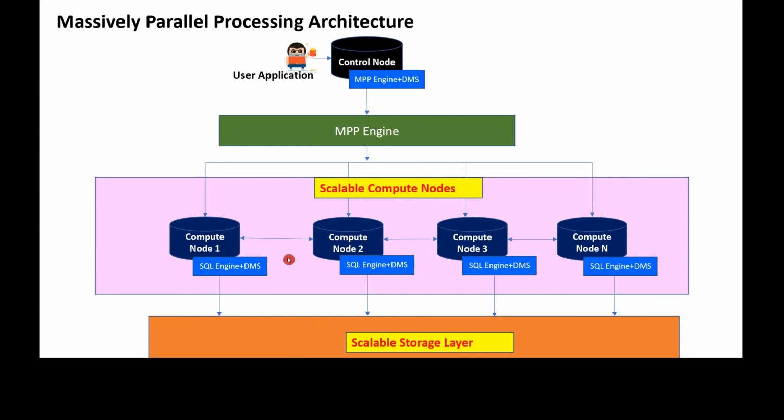In this case, the employee data would be split into 60 partitions, and all 60 partitions would be kept in compute node 1. So this compute node processor will start processing all the partitions one by one, which means it will iterate 60 times. Then the final result would be returned to the MPP engine or control node, and it will go back to the user.